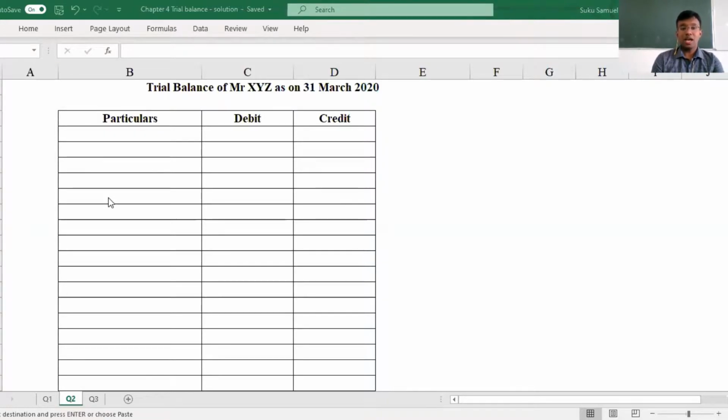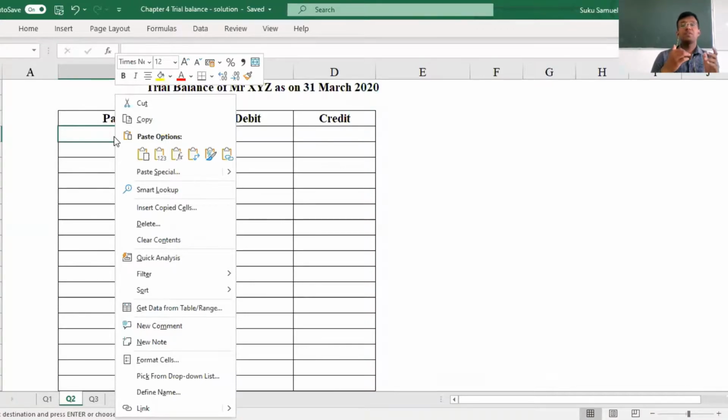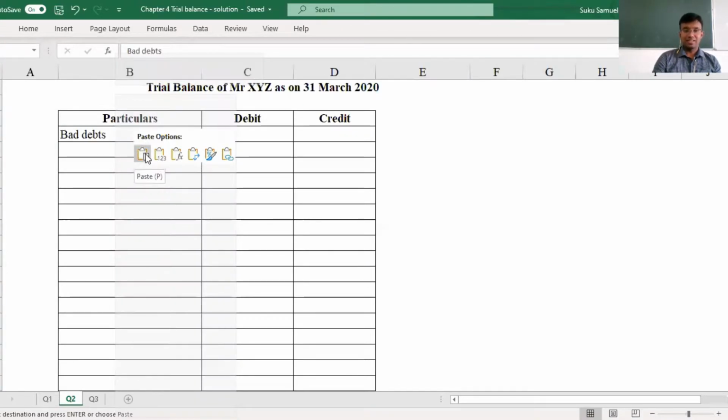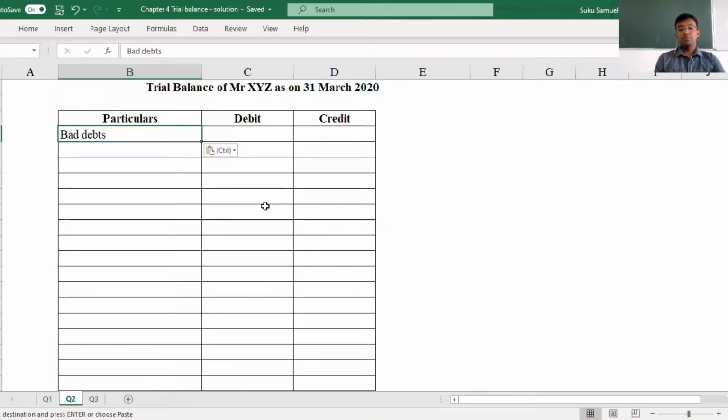The first item that we have is bad debts. What is meant by bad debts? Bad debts refers to debts which have become bad. So who is a debtor? Debtor is a person who owes us money. So we carried out some kind of a transaction with that person, and that person owes us money. Now, when the person owed us money, we were under the expectation that the person will be fulfilling his obligation on a certain date. We were under the impression that the person would be fulfilling his obligation on a certain date.